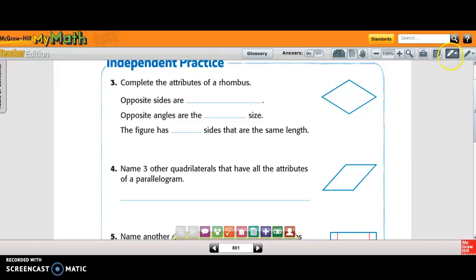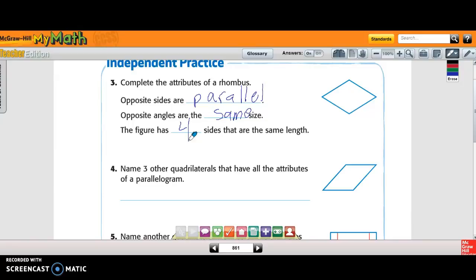Okay, look at number three. Complete the attributes of a rhombus. Opposite sides are parallel. Good. Also, they are the same length, but you can say they're parallel. Yeah, parallel. Opposite angles are the same size. And the figure has blank sides that are the same length. It has four sides that are the same length.